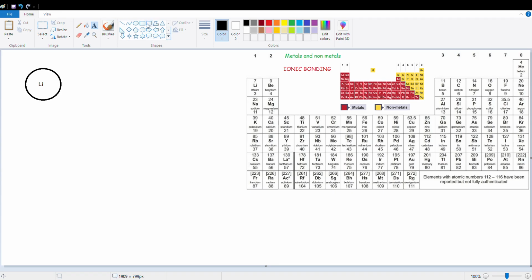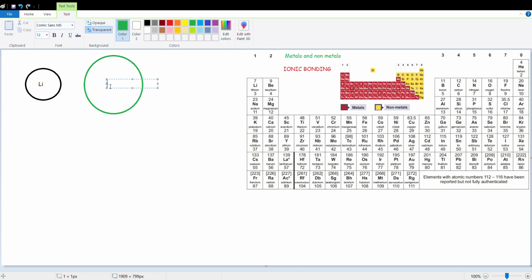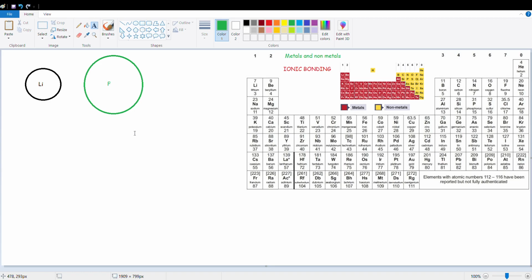So if I take fluorine, non-metal here, I draw it here, and because it's a non-metal, it will be slightly bigger, so I want to make it more clear, and I just draw it with a green color here. Now this is fluorine. So this is the atom of lithium and fluorine. We are mostly concentrating on the last shell of each element. Lithium is a metal, fluorine is a non-metal.